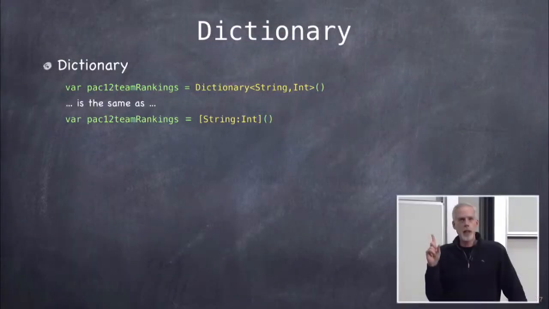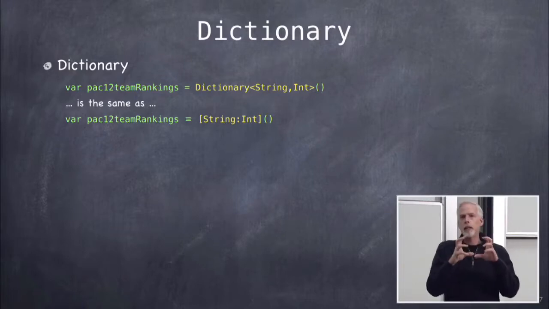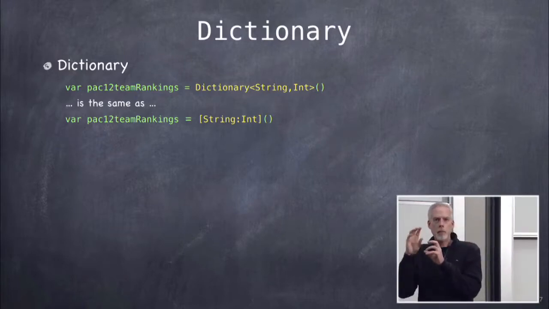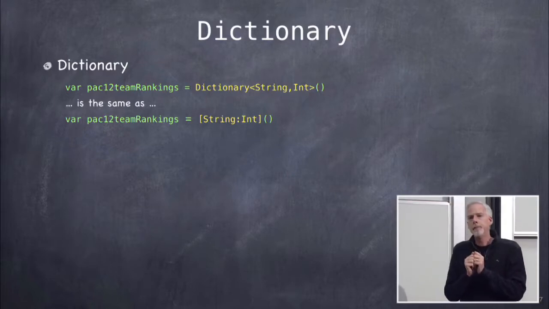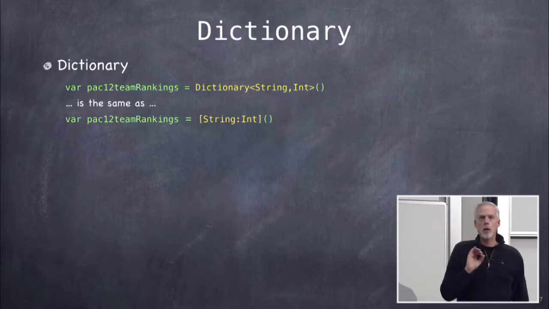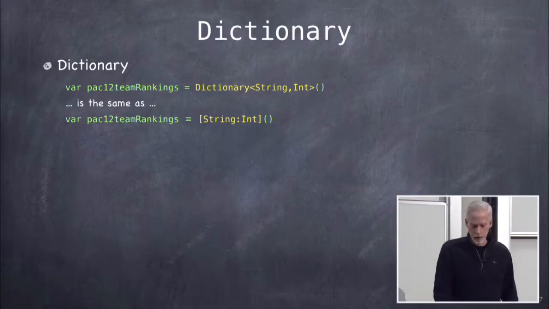Okay, dictionary. So you learned a lot about dictionary in our first lecture. Dictionary also has this special declaration syntax, which is open square bracket, key type, colon, value type, close square bracket. Okay? So those two things in yellow are equivalent. And the one on the bottom seems to be the preferred one these days.